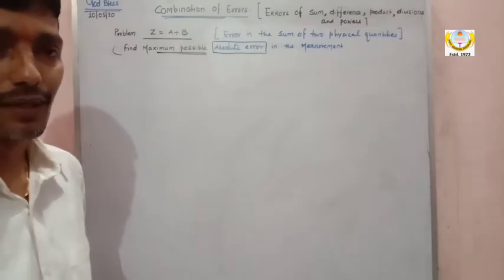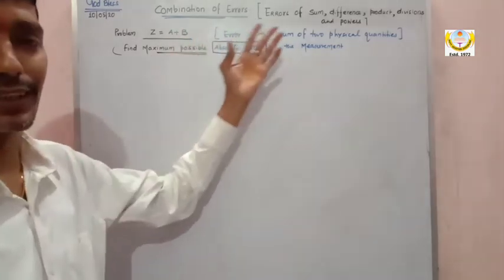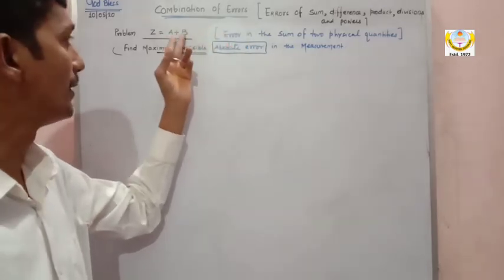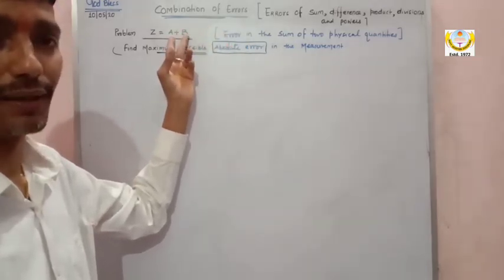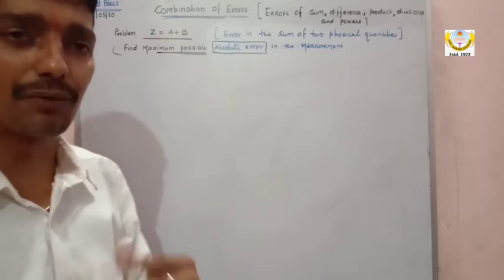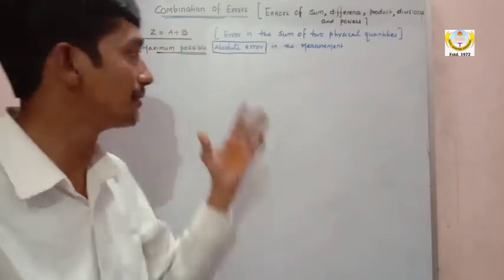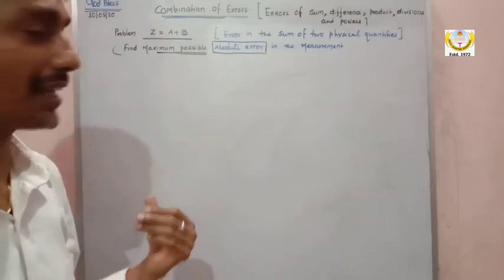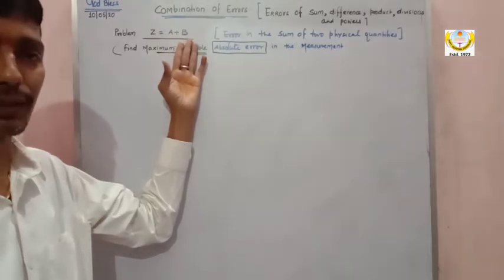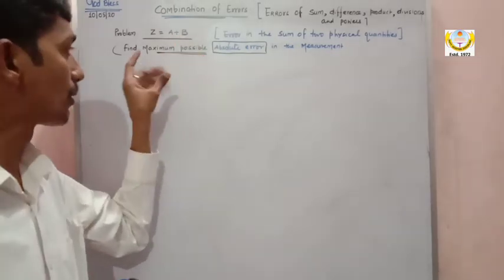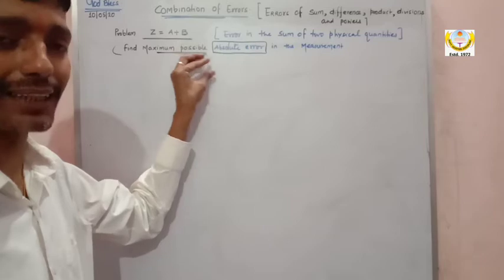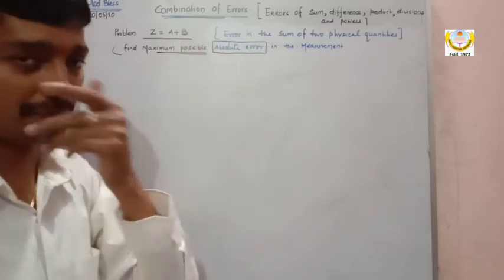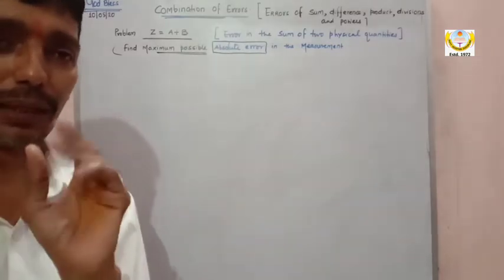b. Now what is a plus b, my dear? It is the sum: a is a physical quantity, b is also a physical quantity, and we are adding these two physical quantities with their measured values, and we have to calculate how much is the error in that measurement, right? The question asked here is that z is equal to a plus b is given, okay? But the question is how much is the maximum possible absolute error in the measurement. So the question is z is equal to a plus b.